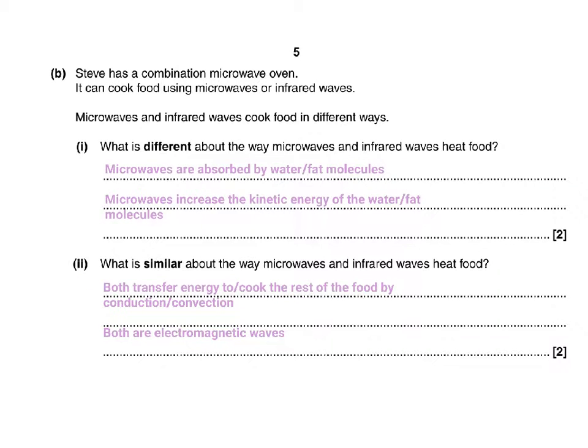Then part 2 said, what is similar about the way microwaves and infrared waves heat food? So the key thing is, and quite a few of you got this, both of them transfer energy to the rest of the food. So they cook the rest of the food by transferring that energy through conduction and convection. So that would get you 1 mark.